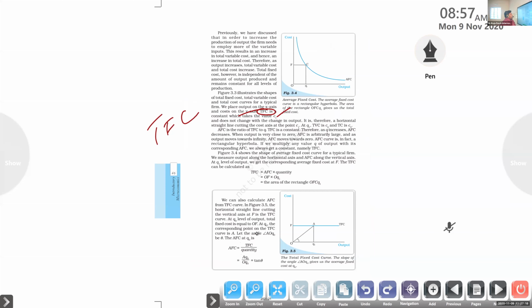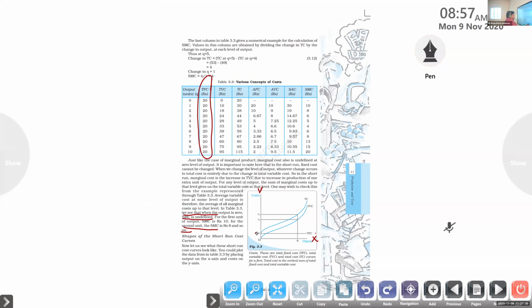Next one. At Q1, TVC is C2, and TC is equal to C3. We can see that on the graph. At quantity 1, quantity is increased to 1 here, TVC is C2. TC, that is the total cost, is C3. Okay, clear? Clear or not?